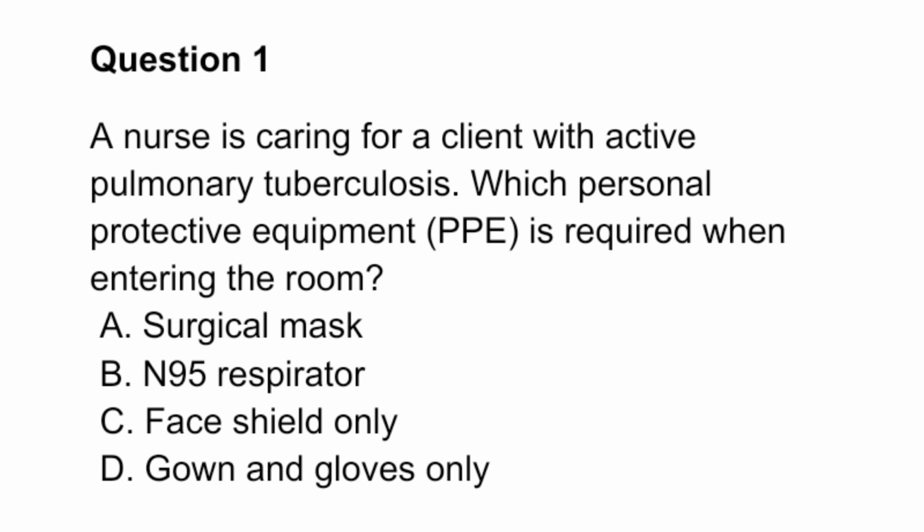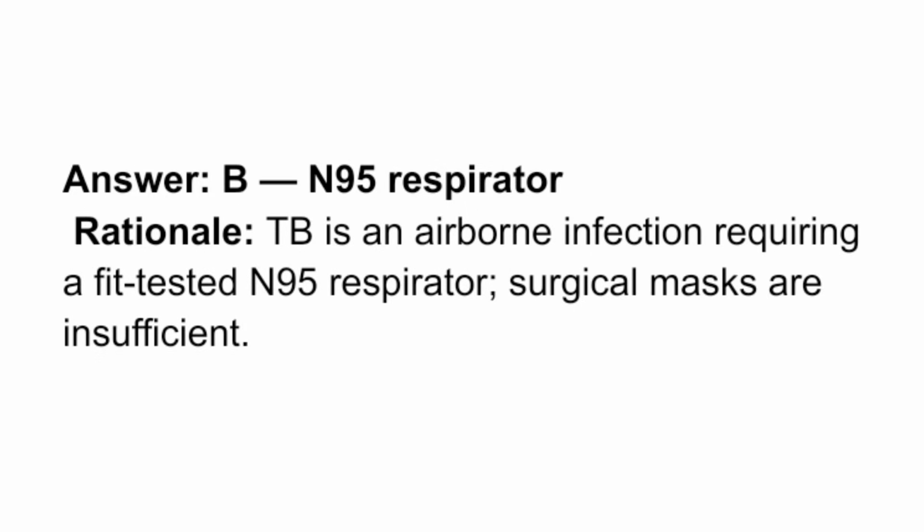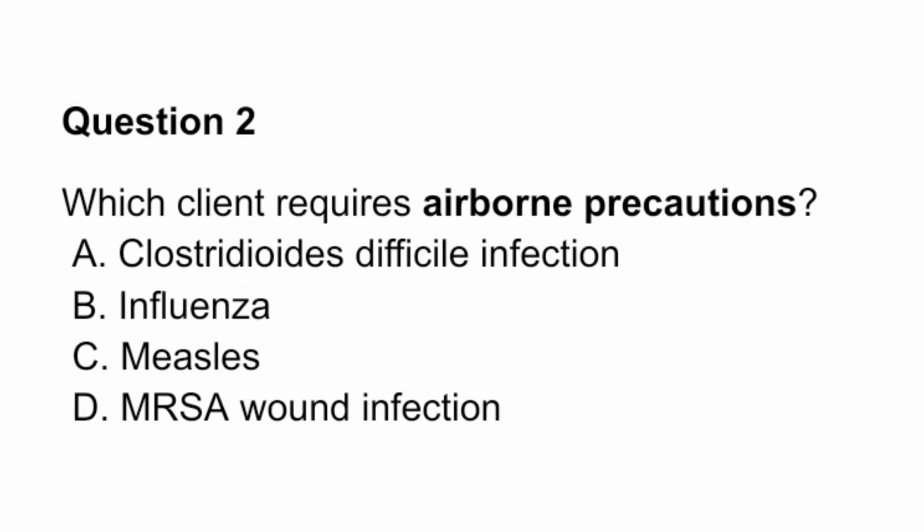Question 1. A nurse is caring for a client with active pulmonary tuberculosis. Which personal protective equipment, PPE, is required when entering the room? A. Surgical mask. B. N95 respirator. C. Face shield only. D. Gown and gloves only. Answer: B. N95 respirator. Rationale: TB is an airborne infection requiring a fit-tested N95 respirator. Surgical masks are insufficient.